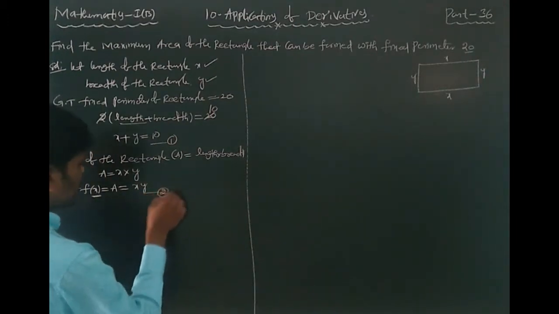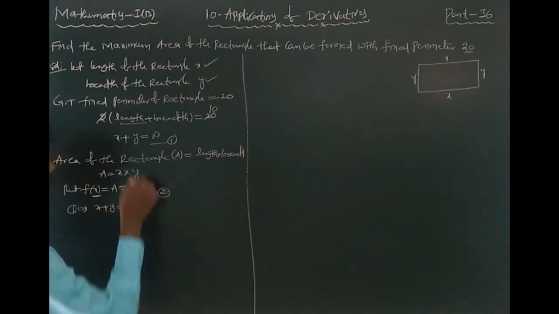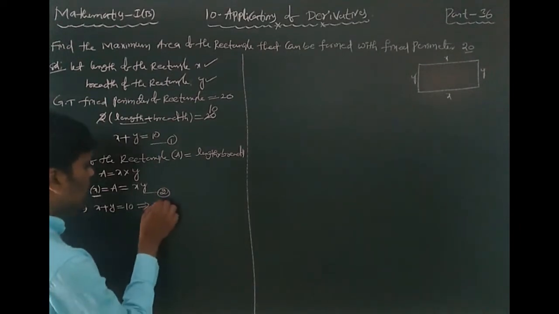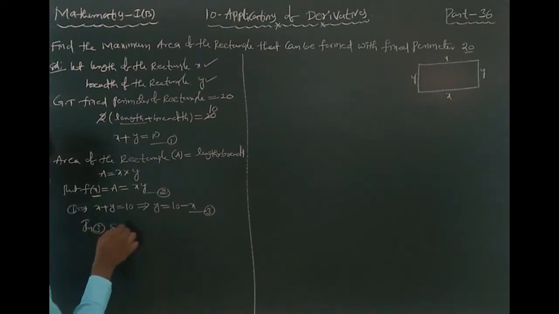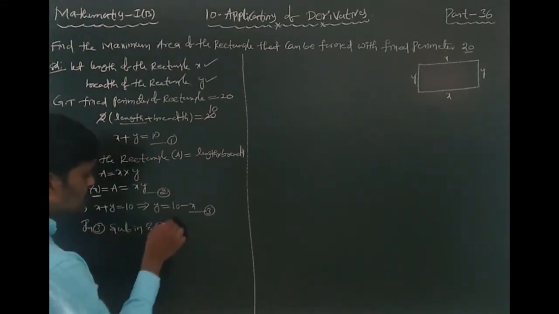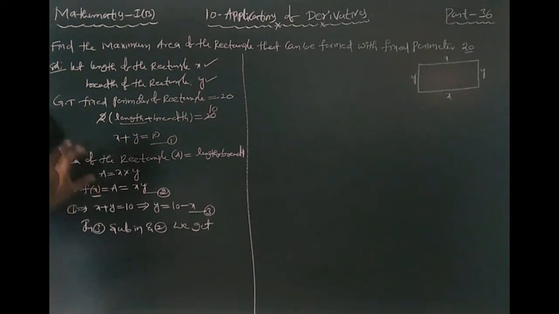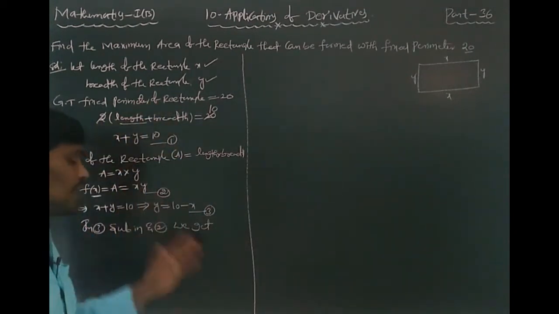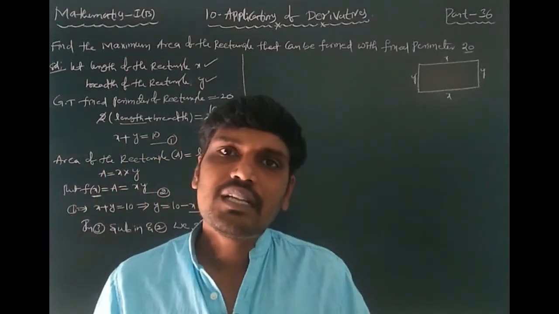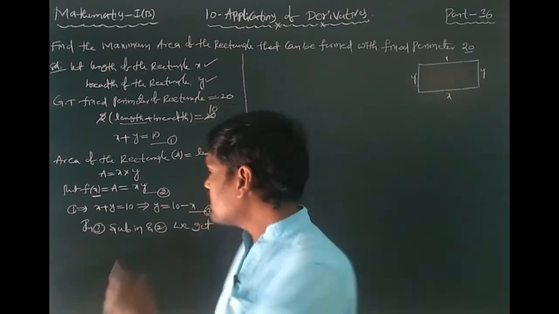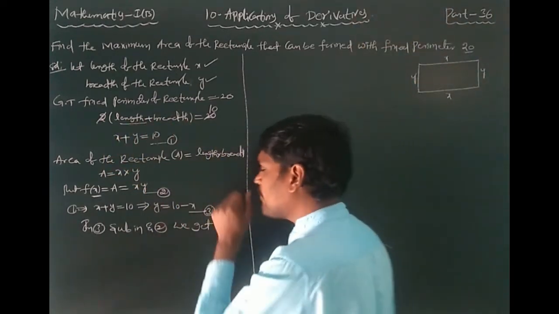That's why, from equation 1, what is the value of y? x plus y equal to 10, so y equals 10 minus x. This is equation 3. Substituting equation 3 in equation 2, you get what, students? For the area of the rectangle you can write x into y, and that function you can write as f of x. But function f of x is nothing but all terms in terms of x. But here y is there. That's why you write y value as 10 minus x.